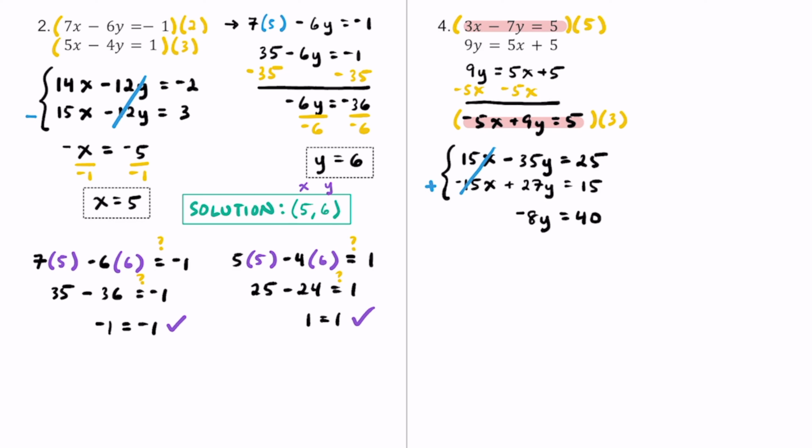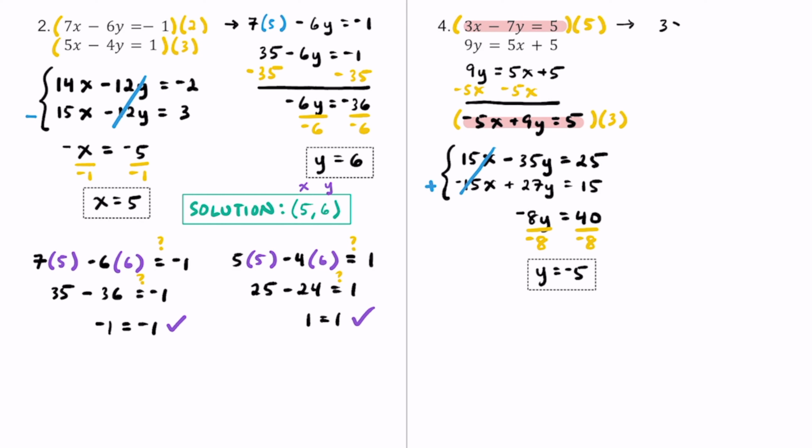We have a one-step equation here to solve for y. Let's divide both sides by -8. If we do so, we're going to get y is equal to -5. Now that we have our y value, let's see if we can use this information to solve for our x value. I'm going to plug it into this top equation. Feel free to do the bottom one if you would like.